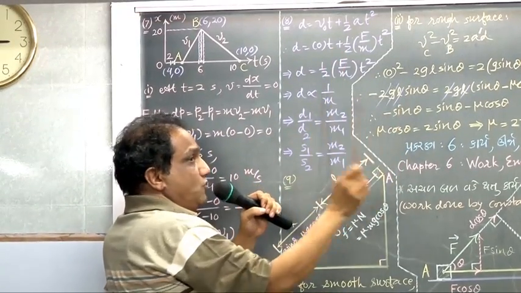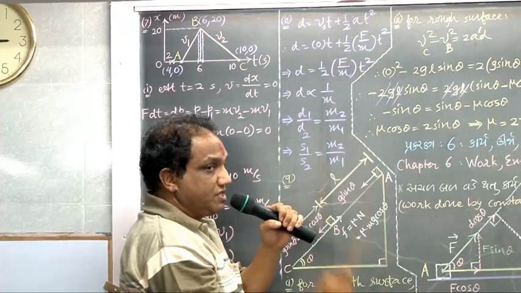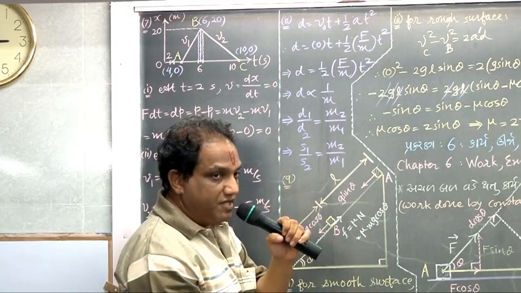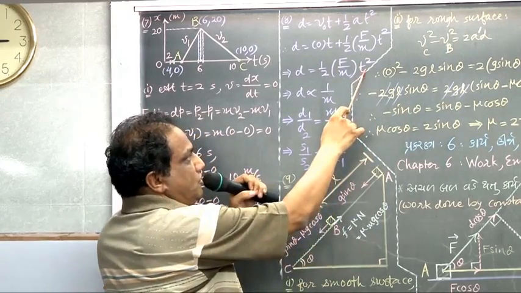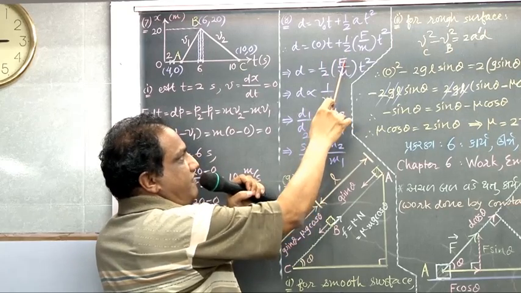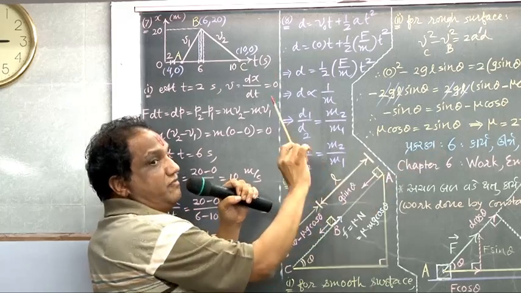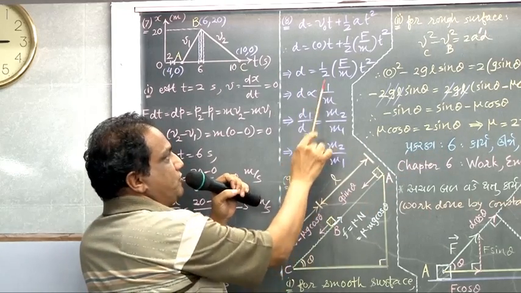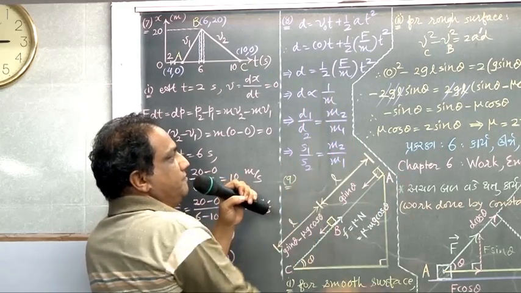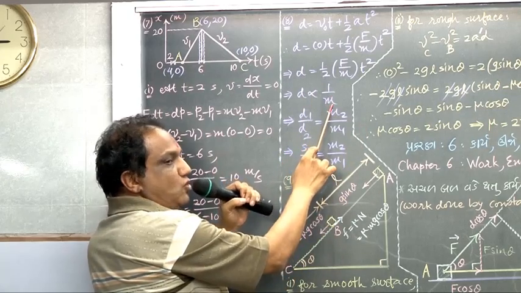F is constant. You are asked to find the ratio of distances covered by them in the given time interval. So T is also constant. 1 by 2 is constant, F is constant, T square is constant. So what is the relation between D and M? It is an inverse proportionality relation. D is proportional to 1 upon M. D is inversely proportional to mass.